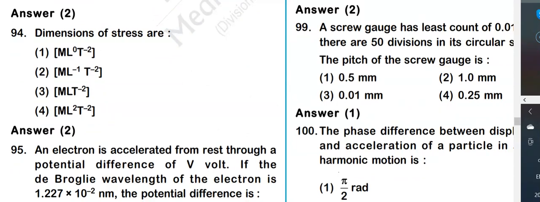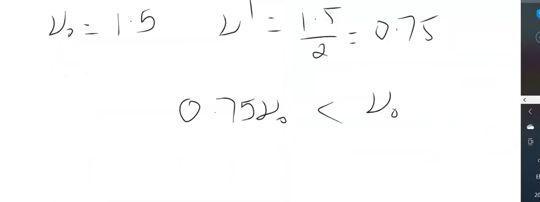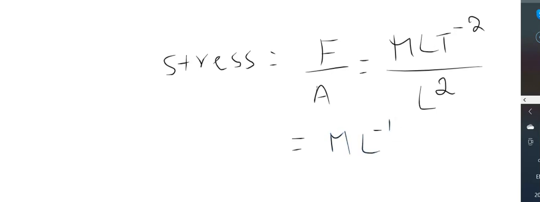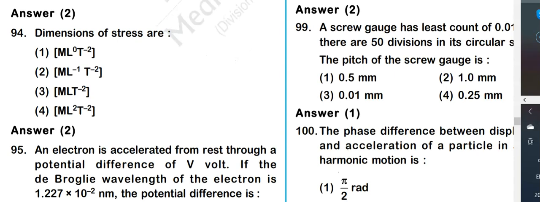Dimensions of stress are M L to the power of 0, t to the power of minus 2. Alright, now this is going to be very, very simple. Now you know stress is nothing but force by area. What is the dimension for force? M L t to the power of minus 2, and for A it is going to be L squared. So we get M L to the power of minus 1 t to the power of minus 2. So you can see that option 2 is the correct answer.